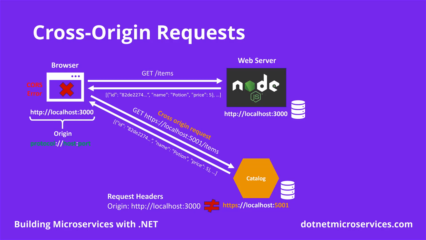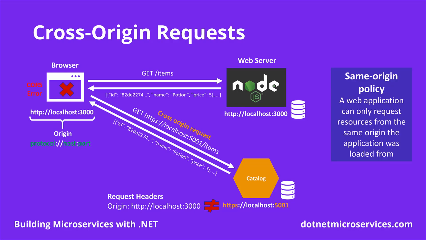This happens because browsers follow what is known as the same origin policy, which states that a web application can only request resources from the same origin the application was loaded from. Browsers enforce this to prevent malicious websites from reading confidential information from other websites. Unfortunately, this is also preventing our front end from reaching the catalog microservice. So how can we fix this?